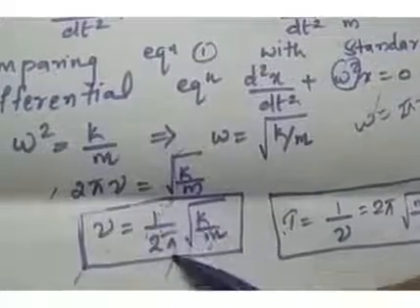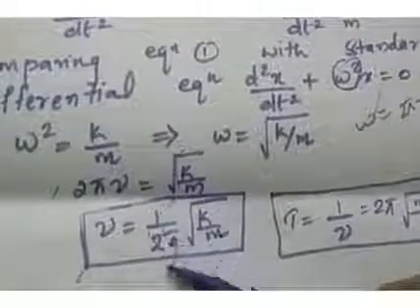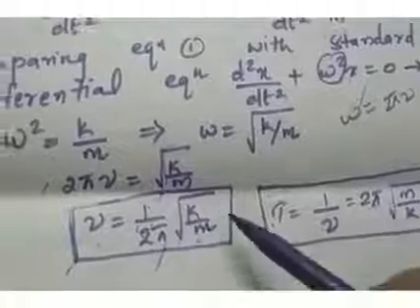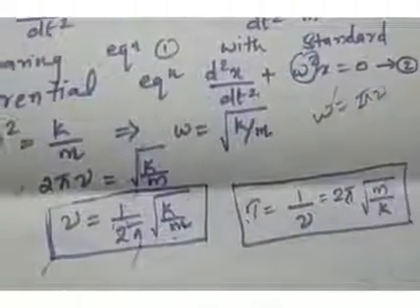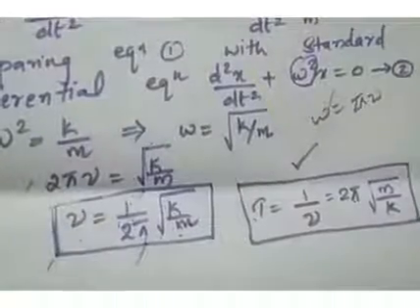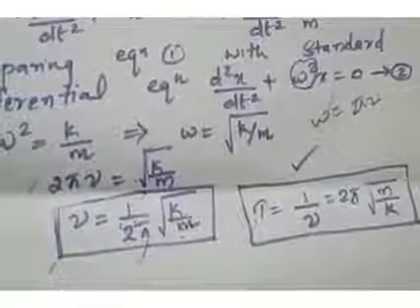So what is the reciprocal of this expression? 1 by 2 pi. Its reciprocal will be 2 pi. Take the reciprocal of k by m. It will be root m by k. So this is the time period of oscillation of a spring.